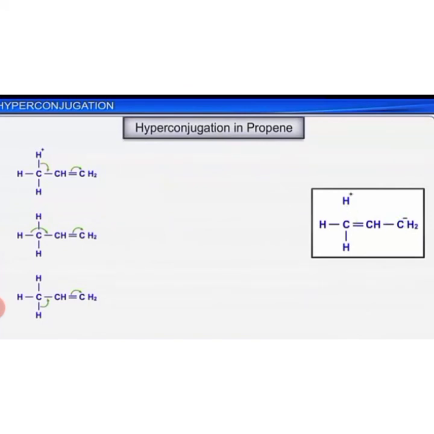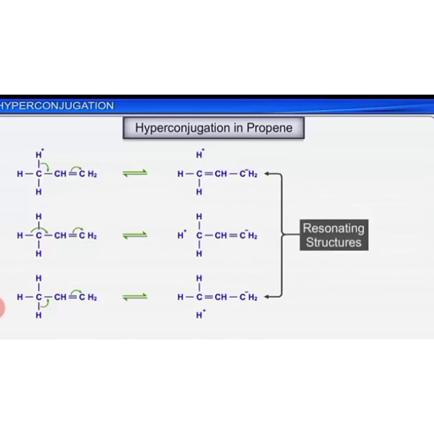If you observe the resonating structures of propene, you can see that there is no definite bond between the carbon atom of the methyl group and one of the hydrogen atoms. Hence, hyperconjugation is also known as no-bond resonance.